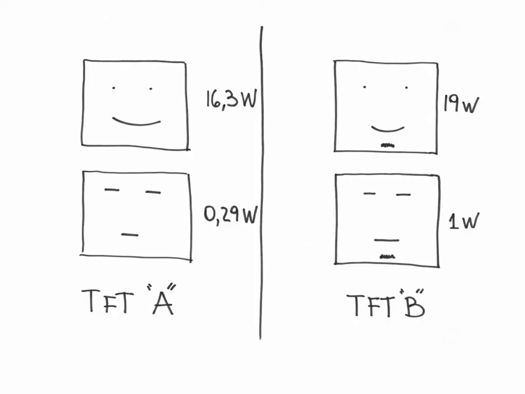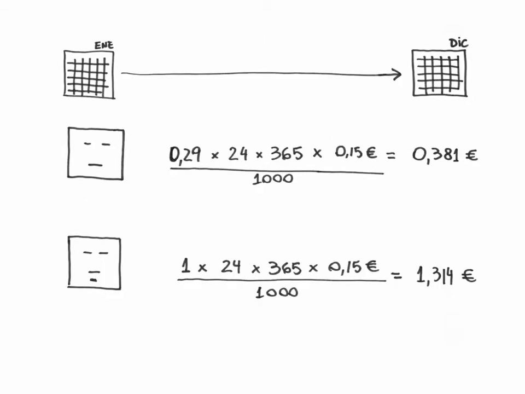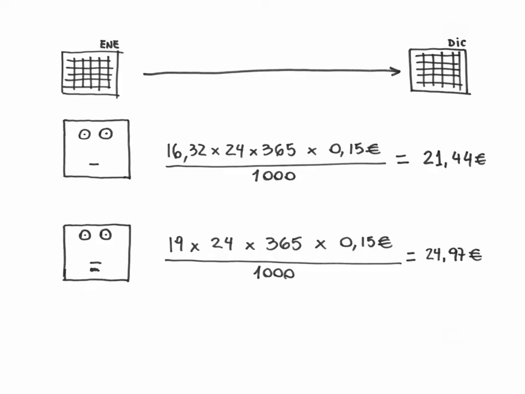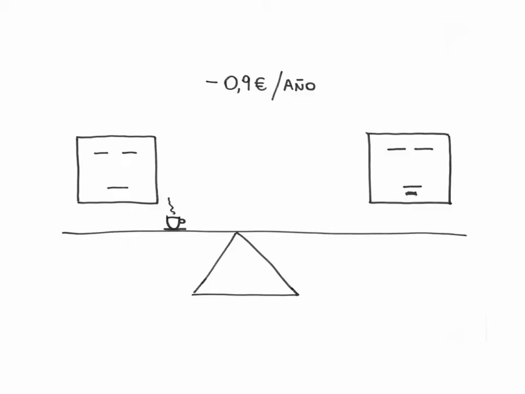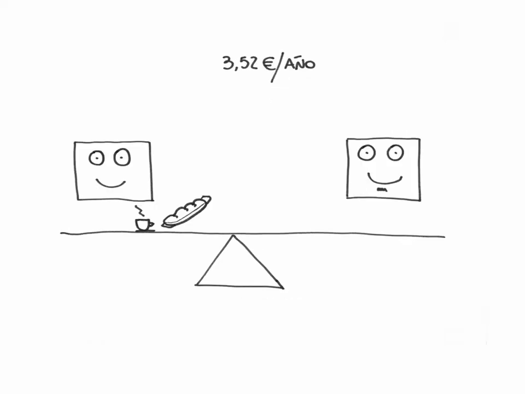So let's see a case where we compare the screen on the left, which is more efficient, with the screen on the right. If we leave them off the whole year, this is the energy they will spend, and if we leave them on the whole year, this is the amount of energy they will spend. But what does this mean in the budget? You will save a cup of coffee a year per screen just for leaving them off all year, the efficient one versus the inefficient one. But if you leave them on all year, what happens? Oh, you can save a coffee and a sandwich.